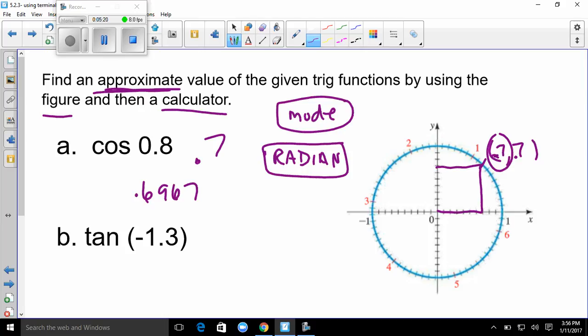All right, so let's look at tangent of negative 1.3. So we're going to need to go a whole radian plus 0.3. Well, and it's negative, so we're going to go in the opposite direction. So we're going to go, here's my 1, 2, 3, and then another whole radian. So I'm about at 5. Let me change my color here. So if I go up, that is just a little bit before 0.3. So I'm just going to call it 0.3 for my estimate.